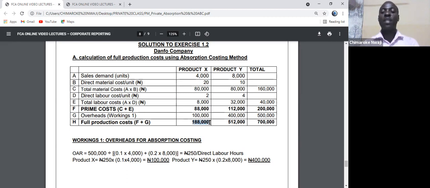How do we get 188,000? It is this 88 plus 100 gives me 188. Now, how do we get 512 here? It is this 112 plus 400. So when you add this 188 plus 512, it must give you 700. Now that means you have done your calculation well.